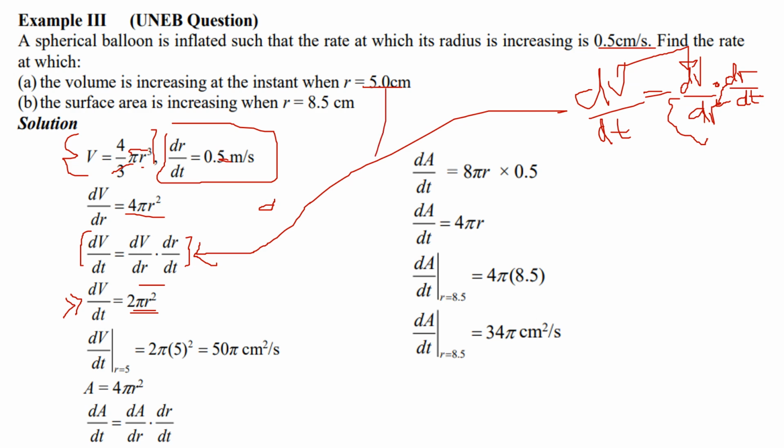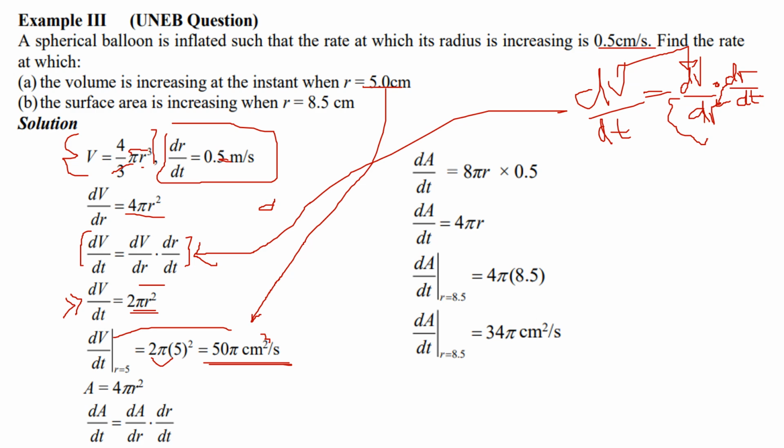So here they said when r is equal to 5 centimeters, we substitute it here, and then remain with 2 pi into 5 squared, which is going to get you 2 times 25 to get you 50 pi centimeters squared per second. Now edit the units here, because we are getting volume. SI units must not be squared, they must be cubed. dV/dt, volume divided by time, is the same as centimeters cubed per second.